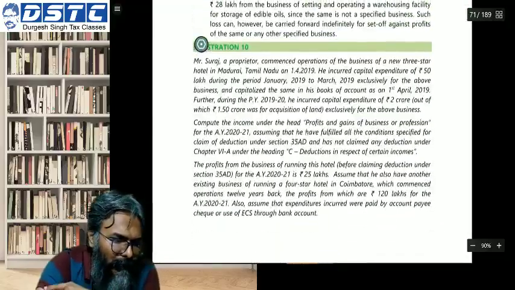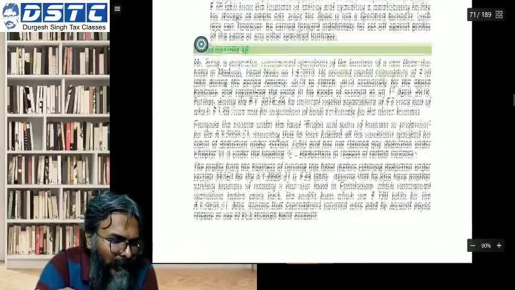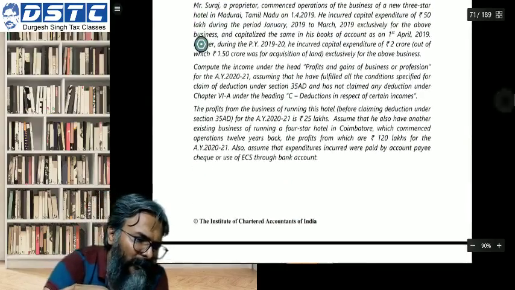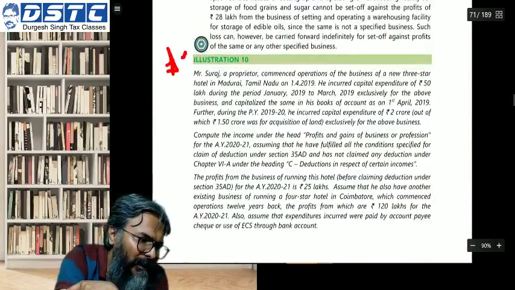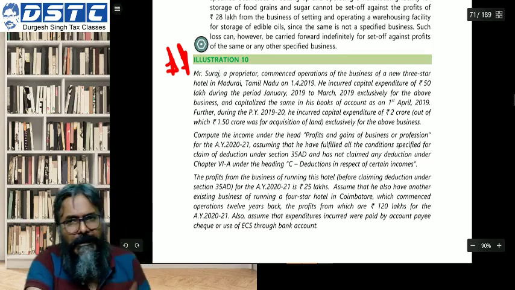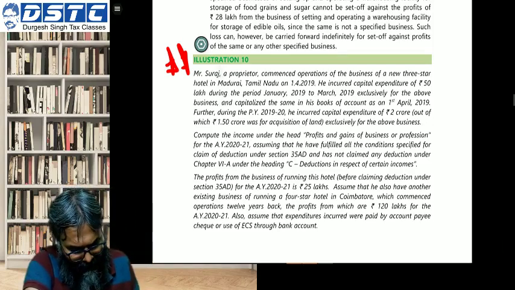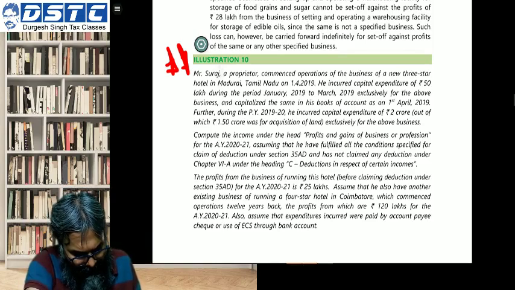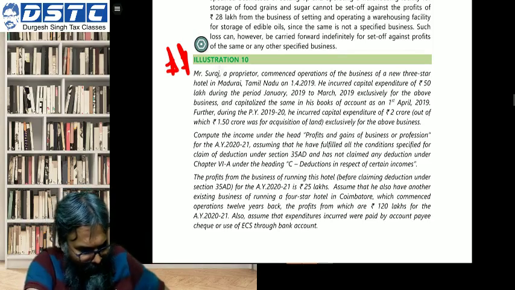Let's do this particular question, students. This question, I was talking about this illustration number 10. On the examination day, students, ensure to go through this illustration. This illustration on the examination day will be sufficient. Okay, let's quickly run through this one, students.